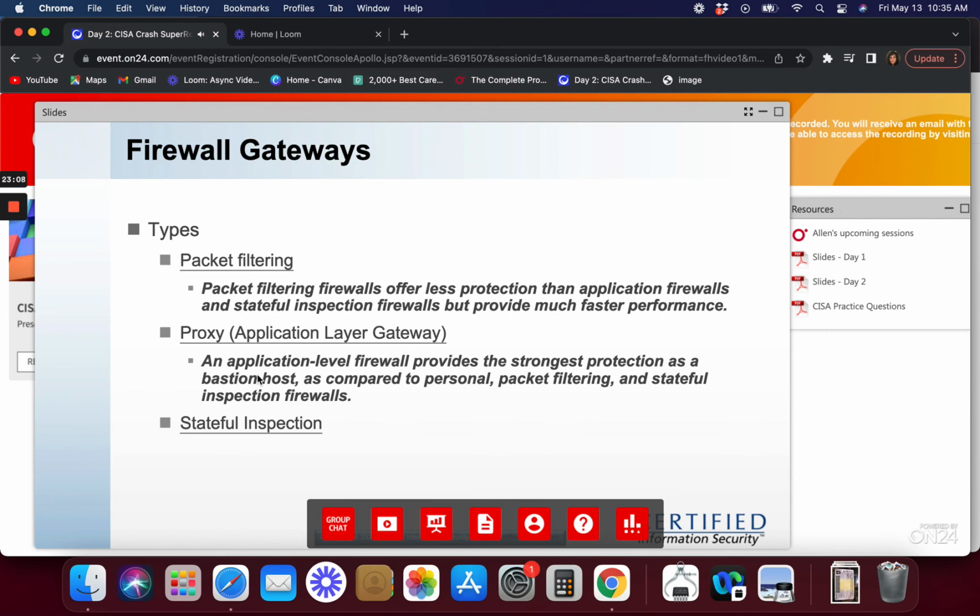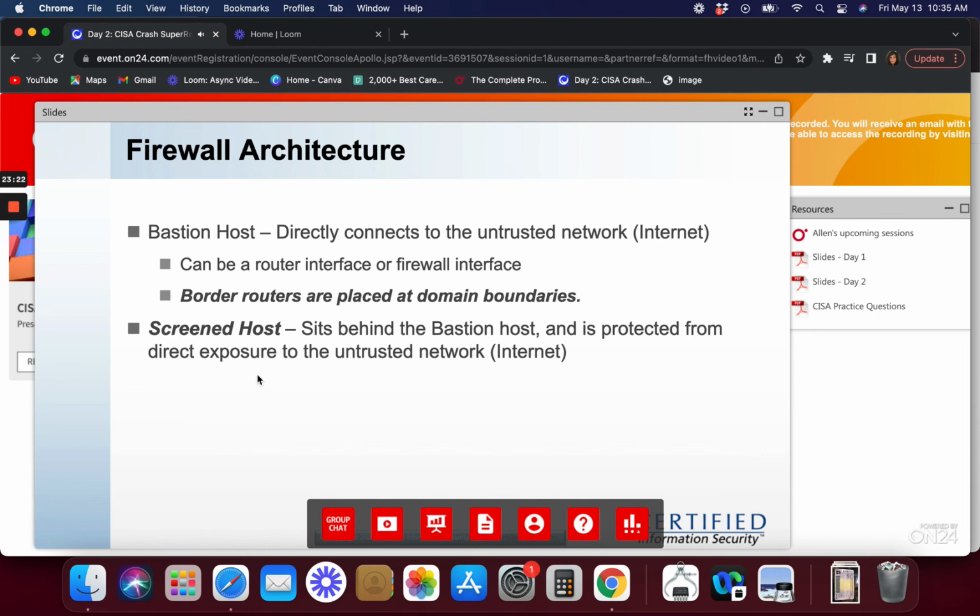So again, how do you know which one to go with? Hey, you want fast but less protection, packet filtering. You want more protection but a little bit slower, application layer gateway. And when do I use stateful inspection? You don't. That's not the answer. Keep moving. Firewall architecture.